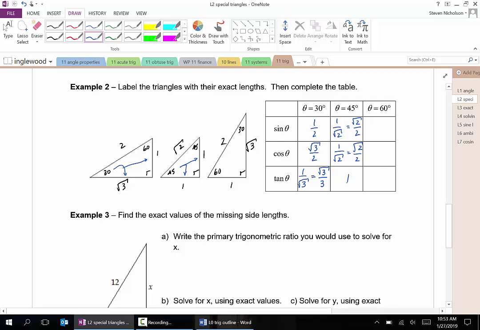That's the way you check your calculator, by the way. Make sure your calculator's in degree mode. Press tangent of 45, and it has to equal 1. And if it doesn't, seek help.